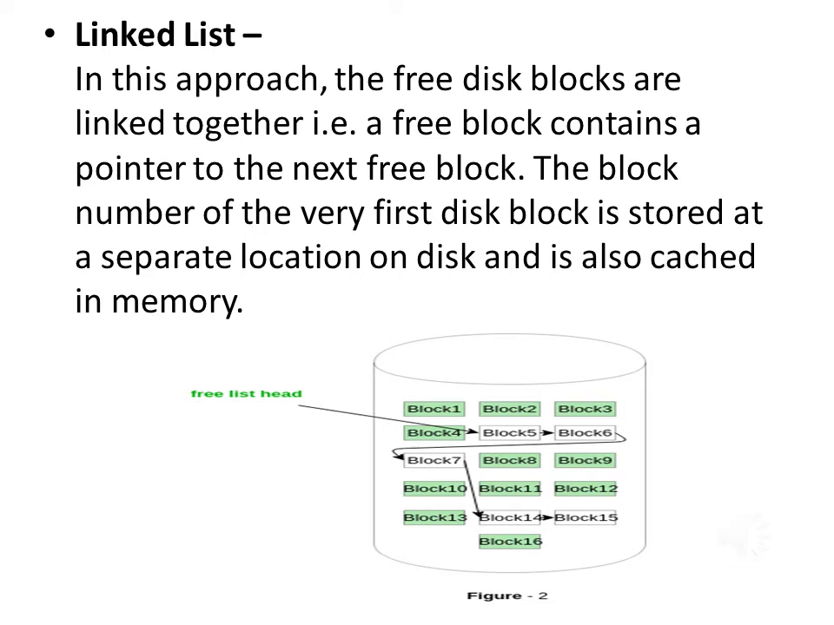Another type of free space management is the linked list. In this approach, the free disk blocks are linked together, that is, a free block contains a pointer to the next free block, and the block number of the very first free disk block is stored at a separate location on disk and is also cached in memory.